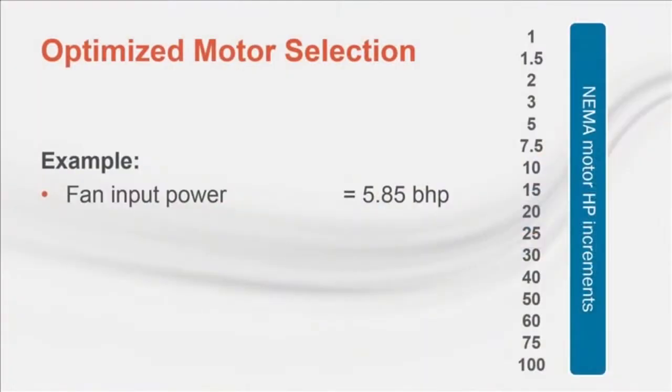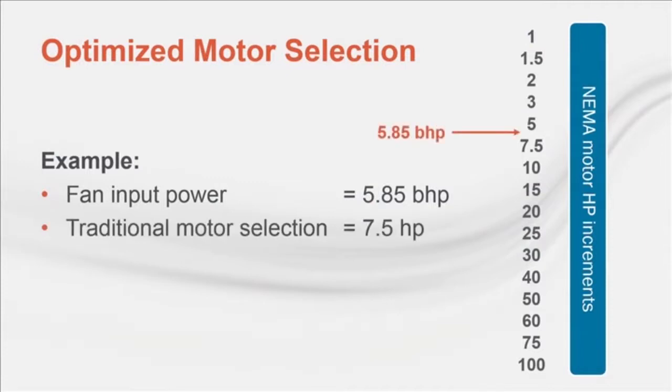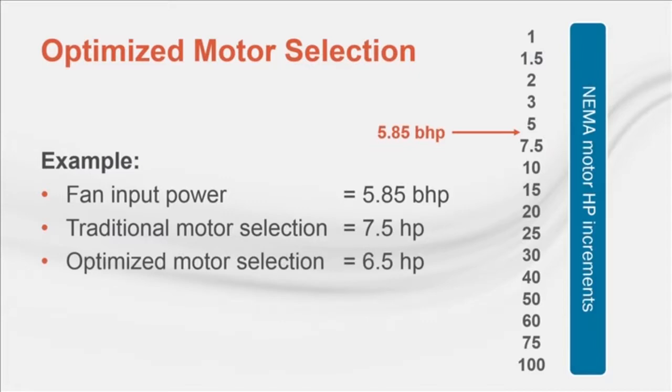Consider a fan with a brake horsepower requirement of 5.85. Using traditional NEMA motor horsepower increments, this fan needs more than 5 horsepower, but less than 7.5 horsepower. Thus, a 7.5 horsepower motor would traditionally get selected. With optimized motor selection, we can move beyond NEMA increments. Assuming half horsepower increments, we could use a 6.5 horsepower motor for this example. The principle is to take advantage of the motor-specific application.